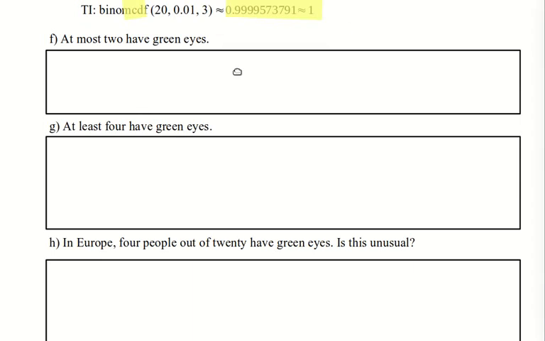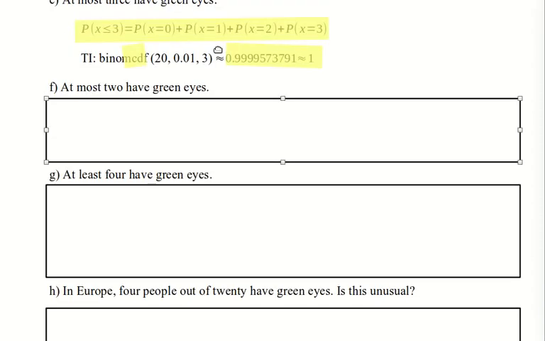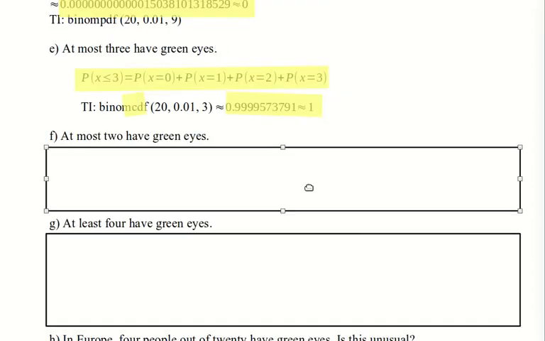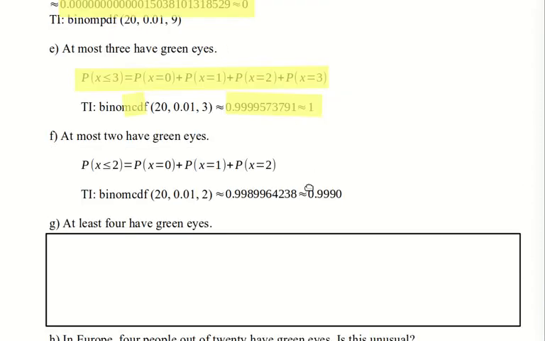At most 2 have green eyes is a very similar question to the one that we just did. So we just did a question at most 3 have green eyes. So here we're interested in 0, 1, or 2 people with green eyes. We're going to go into the cumulative distribution function again, but change the number of successes x to 2.